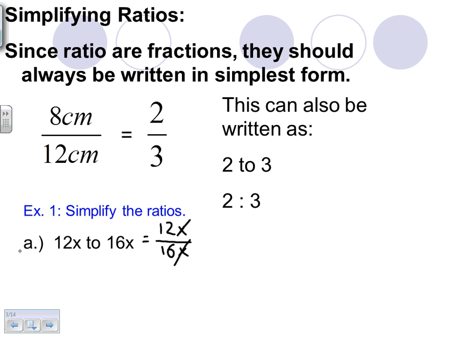12 over 16, what goes in both of them? What do I have left on top then? 4. So that's a simplified version of that ratio. The x's canceled out, took a 4 out of numerator and denominator, left with 3 over 4.